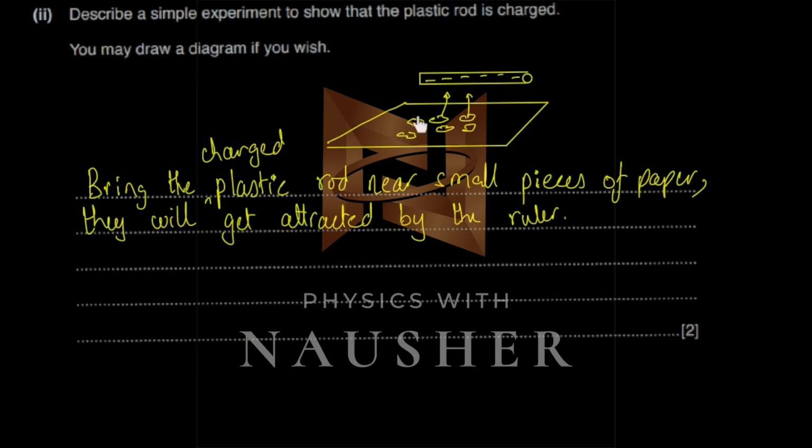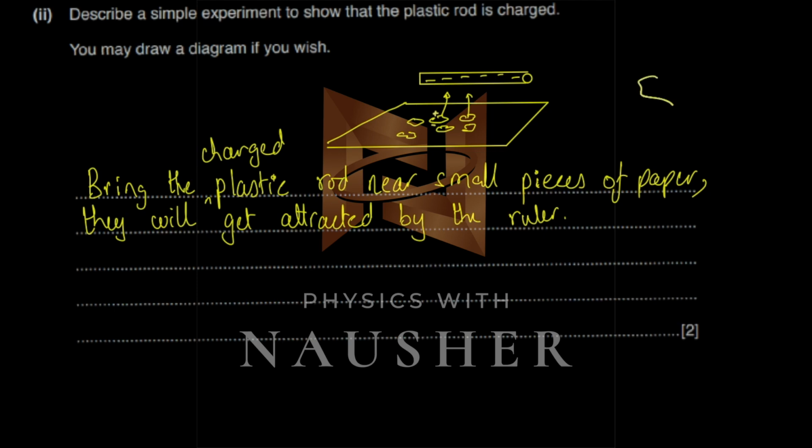You just take some small pieces of paper. Paper is very light. That's why we do this experiment with paper. You bring the charged rod close to it. What's going to happen? The paper will get attracted to this rod, which will show that this rod is negatively charged. Why will the paper get attracted? Because the positive charge and the negative charge on the paper will get differentiated or polarized.